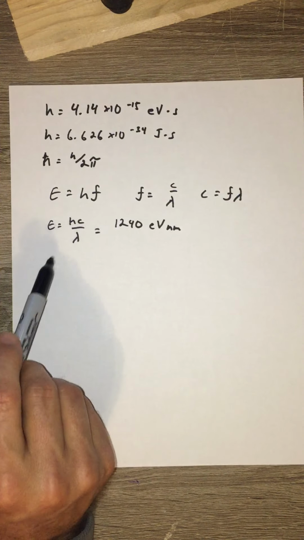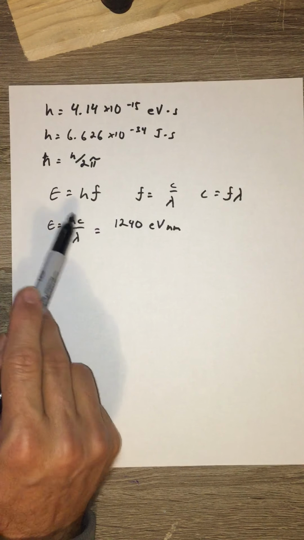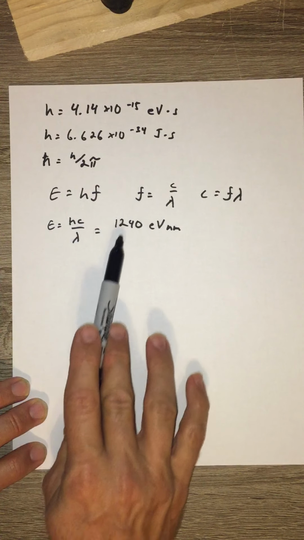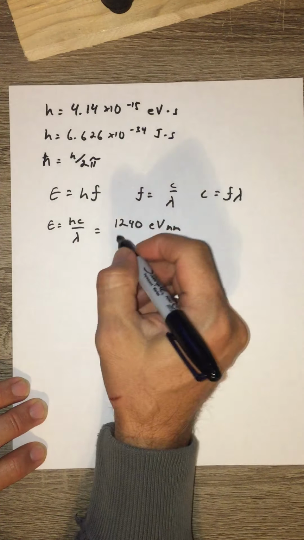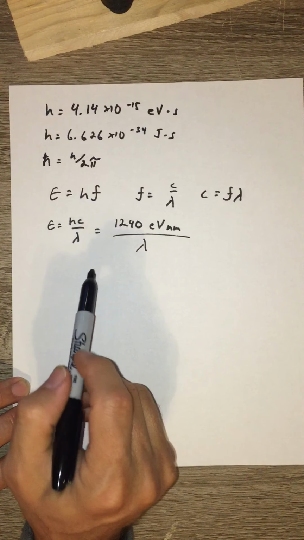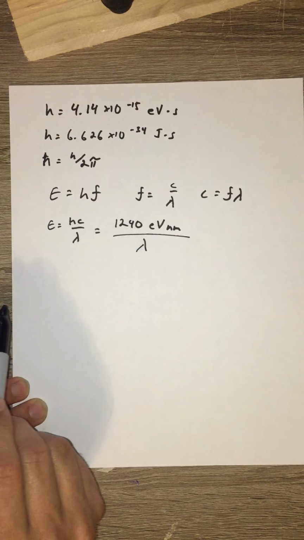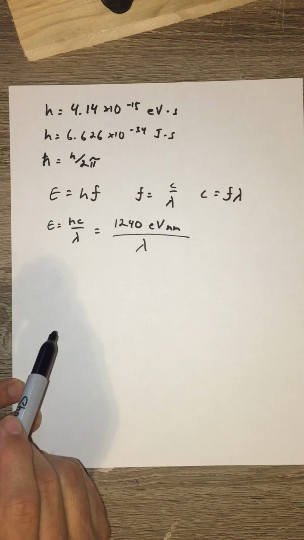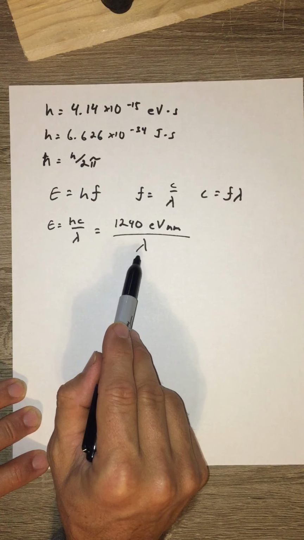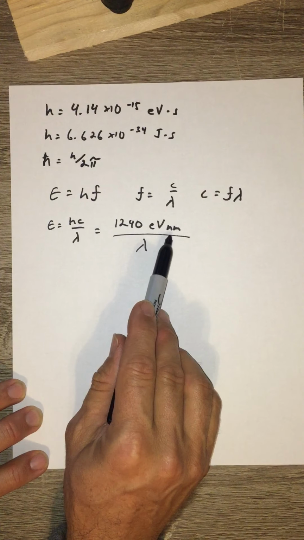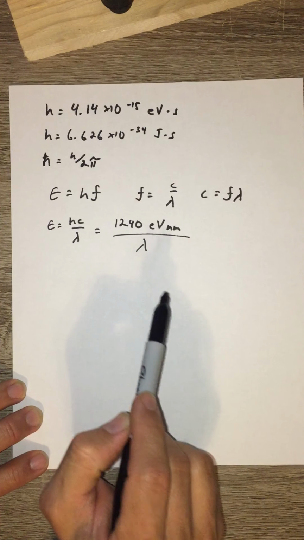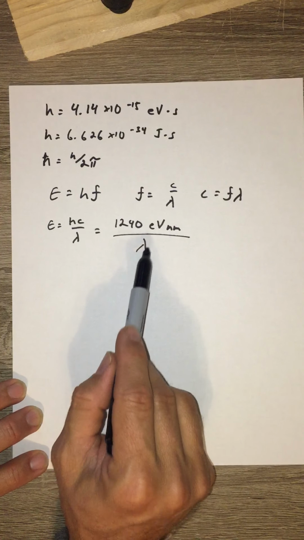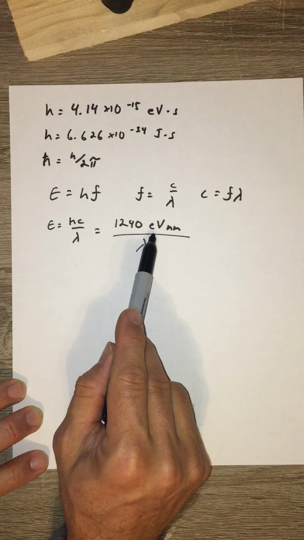Absolutely not. If you need to perform this calculation, you can always plug them in and run through that. But if you know that hc is equal to 1240 electron volt nanometers, it's just a time saver. You can just plug that into your calculator, divide by the wavelength. Please notice, though, that you will need the wavelength expressed in nanometers for these units to cancel. If it's not expressed in nanometers, you need to convert to nanometers. And then that will leave you with energy with units of electron volts.